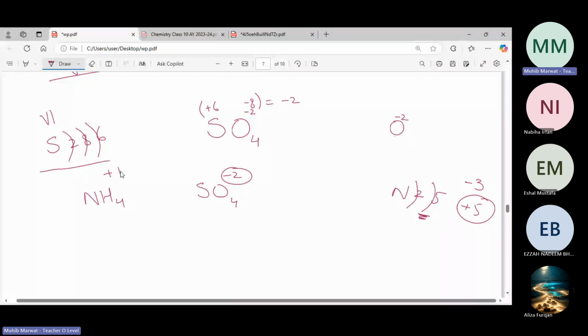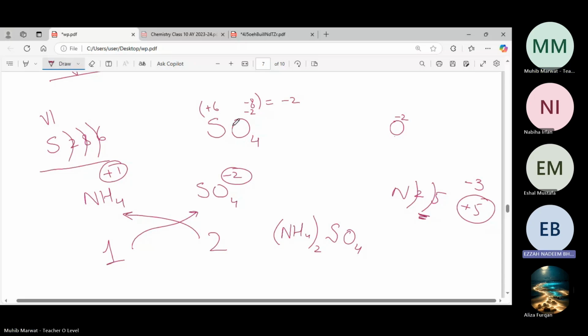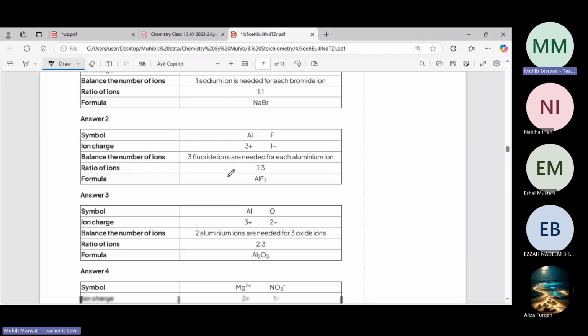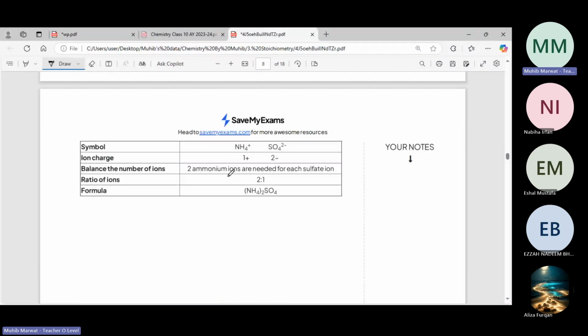So once again, 1 and this is 2. So cross multiplication rule. Is it okay? So we will be writing NH4 whole twice and then sulfate. Any question, any confusion, any problem, any query, you can let me know. No sir. Is it clear to you? Everybody? Yes sir. NaBr, AlF3, Al2O3, MgNO3, and NH4 whole twice, SO4.